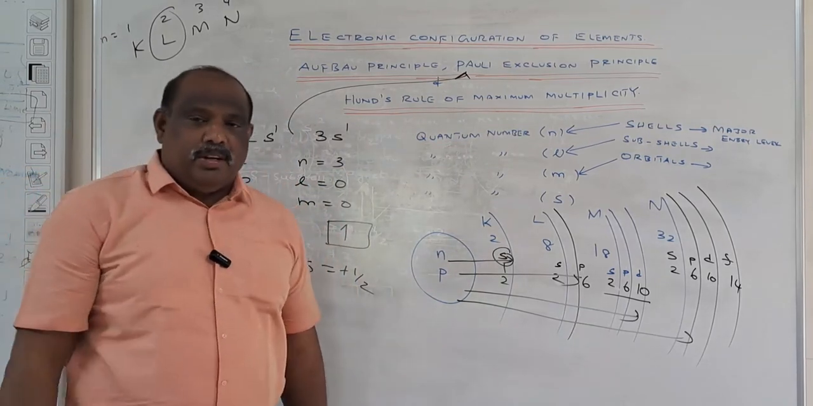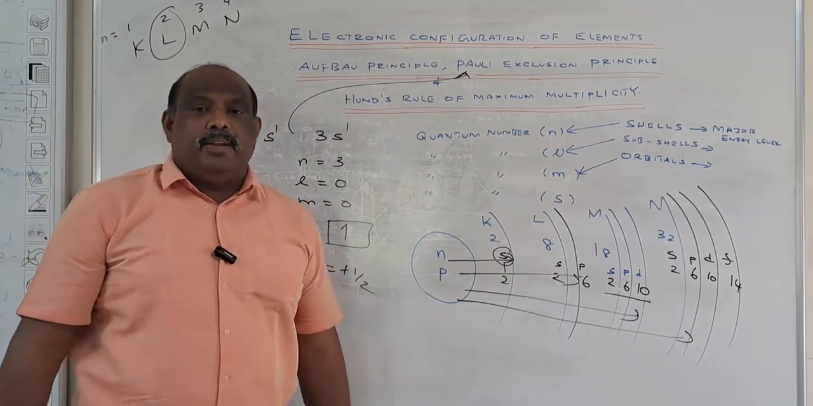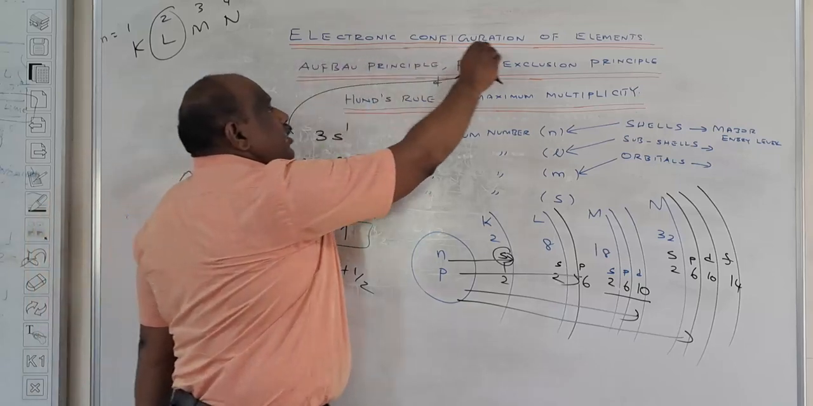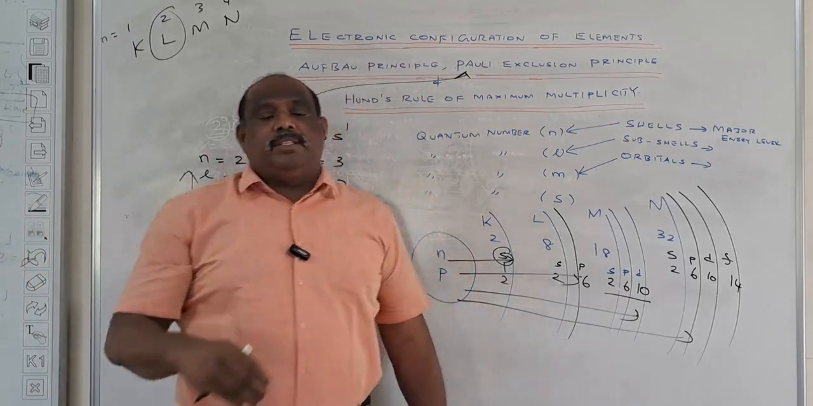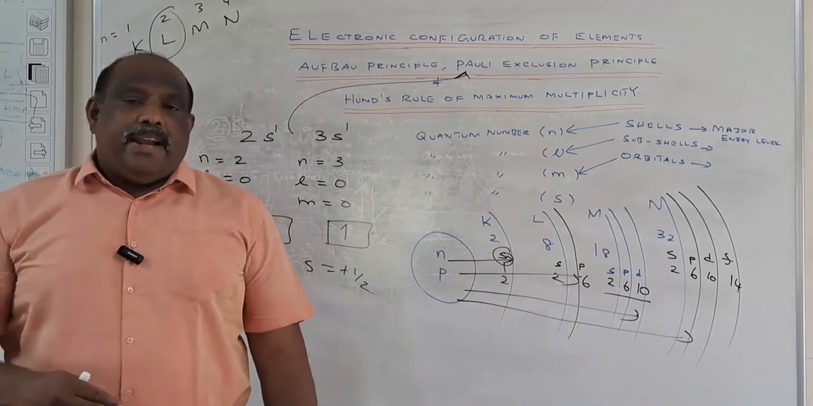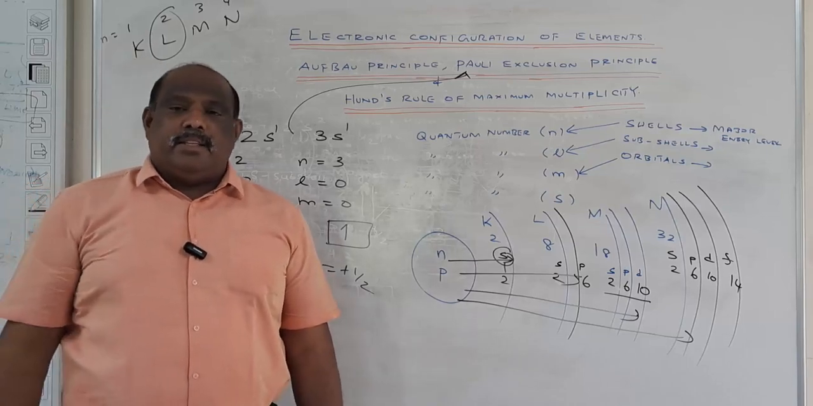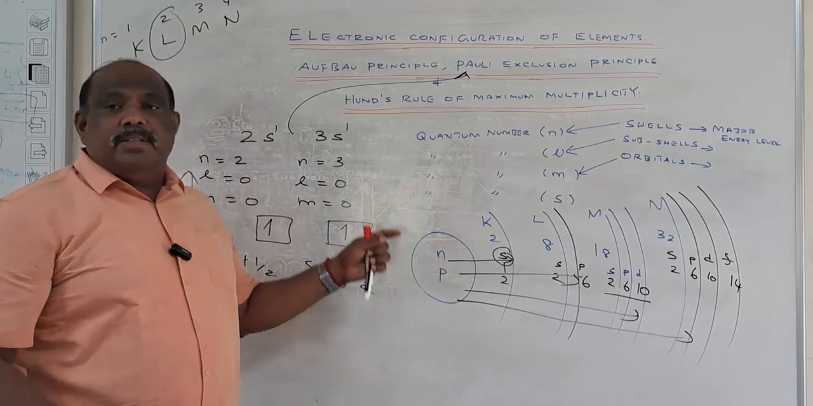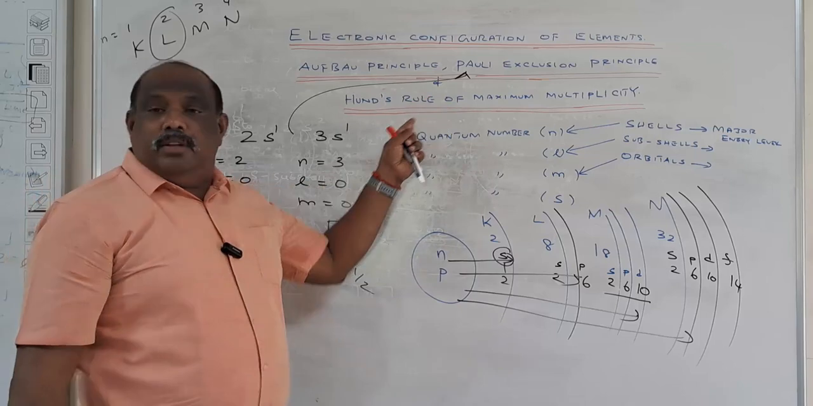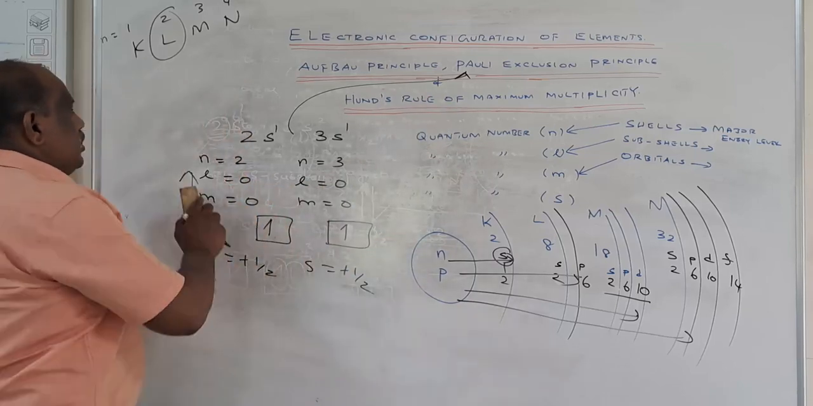Why should we know this? Why should we know the Pauli exclusion principle? That is for how we can arrange the electronic configuration of various elements. Starting from the first element hydrogen up to now 118 elements are there. So up to that we have to write all these elements' electronic configuration. So this will be useful. So this is nothing but your Pauli exclusion principle.